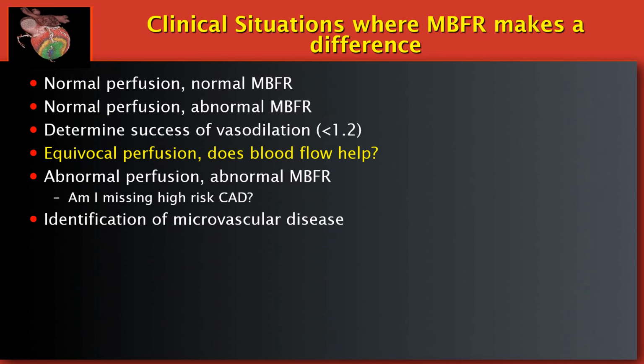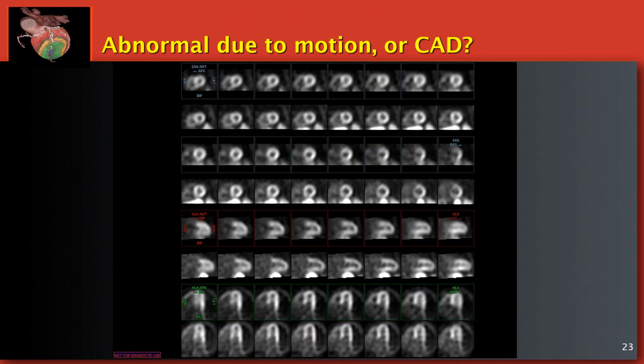There are some clinical situations where myocardial blood flow reserve makes a big difference. This is where, like I said, normal perfusion, abnormal, we discussed all those. Now, if they have equivocal perfusion, does the blood flow help? That's the next thing that we're going to talk about.